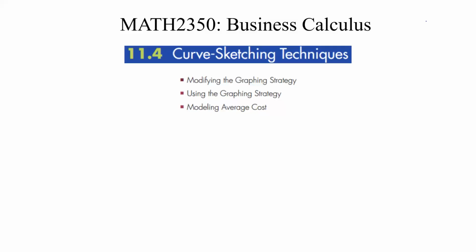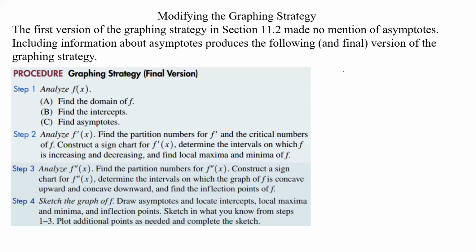All right, so here we are in 11.4 on curve sketching techniques. We're going to be modifying the graphing strategy, using the graphing strategy, and then modeling the average cost. So, modifying the graphing strategy. The first version we looked at in 11.2 made no mention of asymptotes. Including information about asymptotes is going to produce the following and hopefully final version of the graphing strategy.